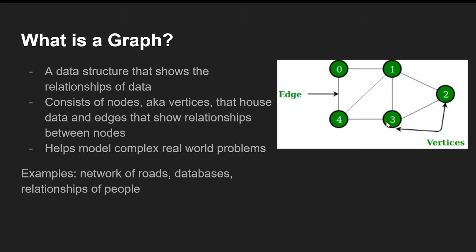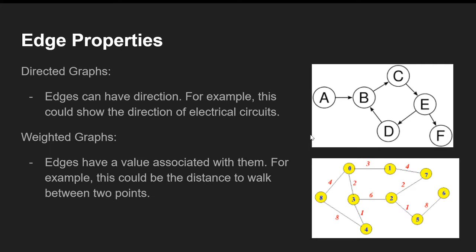So each node is also known as a vertice, as you guys maybe have learned in math class, geometry. And we can basically show relationships between data. And this helps us model complex real-world problems. So examples could be a network of roads. A lot of databases now actually are modeled in this way. And also we can, for example, show relationships of people. For example, in Facebook, you could show the relationships of like this person is friends with these people, and then this person's friends with these people. That kind of example. So let's get into the types of some of the properties that edges can have.